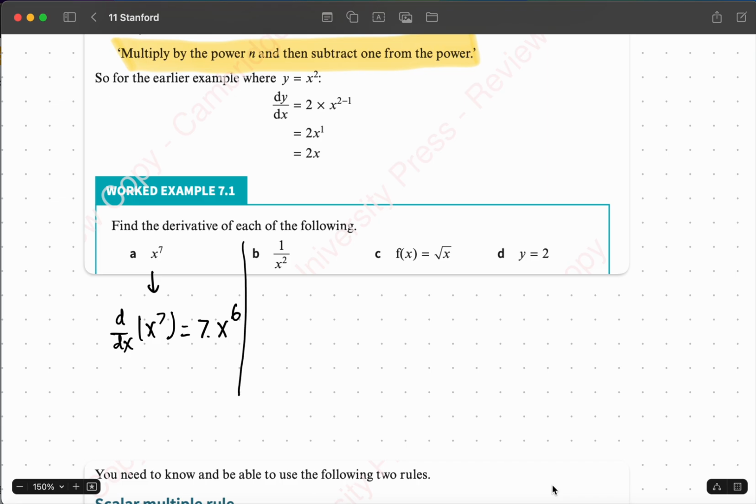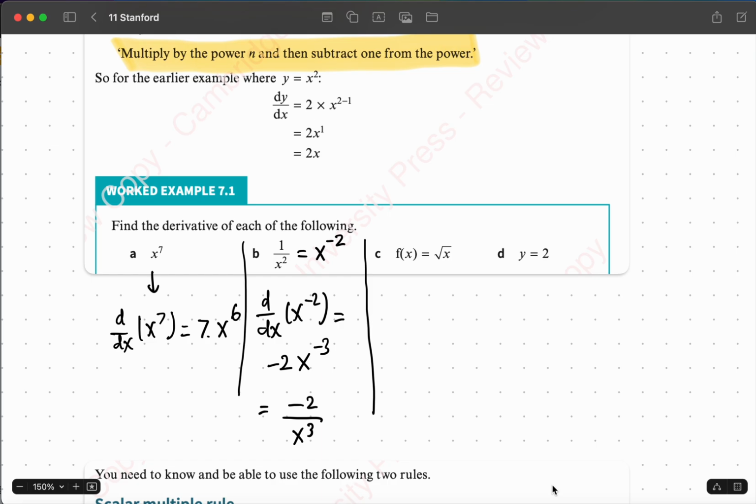For part b, the power cannot be on the denominator, so you should move it up and make the power negative first. So it's x to the power of negative 2. The differentiation of x to the power of negative 2 will be, put down the power which is negative 2, times x, and then minus 1 from the power, so negative 2 minus 1 will be negative 3. You can also write it as a fraction again, so it will be negative 2 over x cubed.